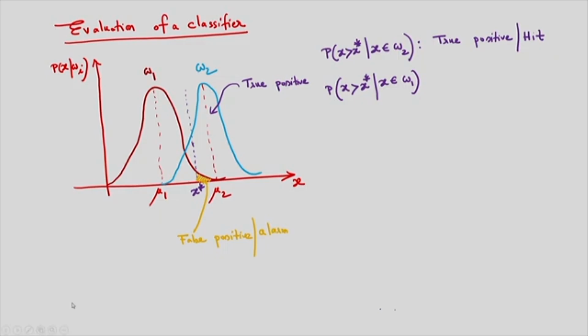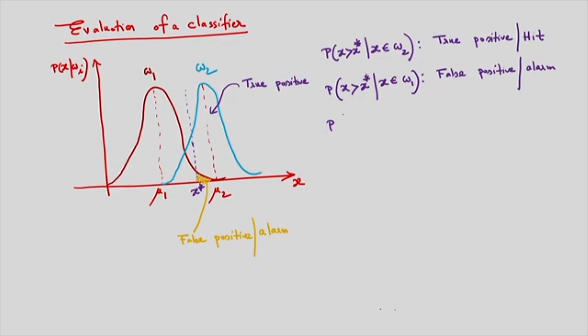So corresponding to the second case, the probability we are determining is x greater than the threshold, and x is assigned to the class omega 1. That is nothing but a false alarm, or false positive.